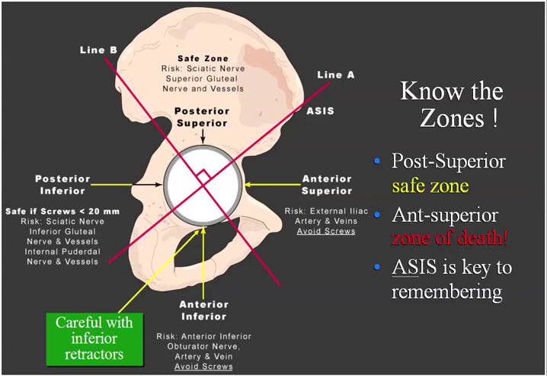So anterior superior is a zone of death. That is what they're going to ask you about. Or they may ask you the corollary, what is the safe zone? It's posterior superior. Just remember your line, ASIS to the ischium. Anterior superior is the zone of death.